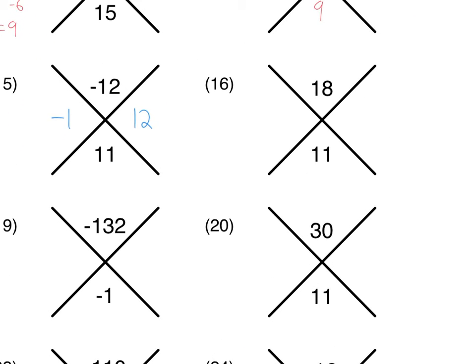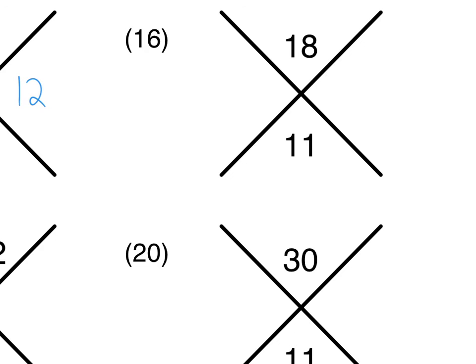All right, number 16. So it multiplies to 18 and adds to 11. So I know 1 times 18. I know 2 times 9. I know 3 times 6. Those are the factors of 18. How can I get 11 from these numbers? Well, hopefully you see that 2 plus 9 equals 11, and there's going to be our factors.